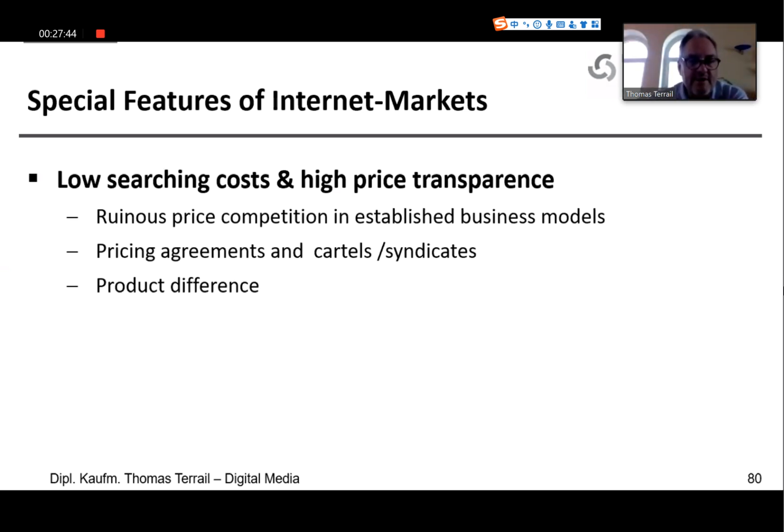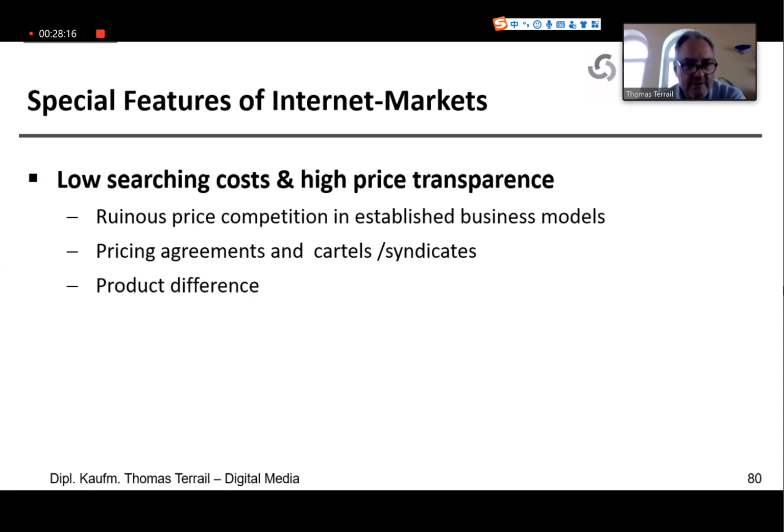Price agreements and cartels, syndicates. There's also this possibility that there are price agreements between companies, and so the price could be higher than in a typical competition.